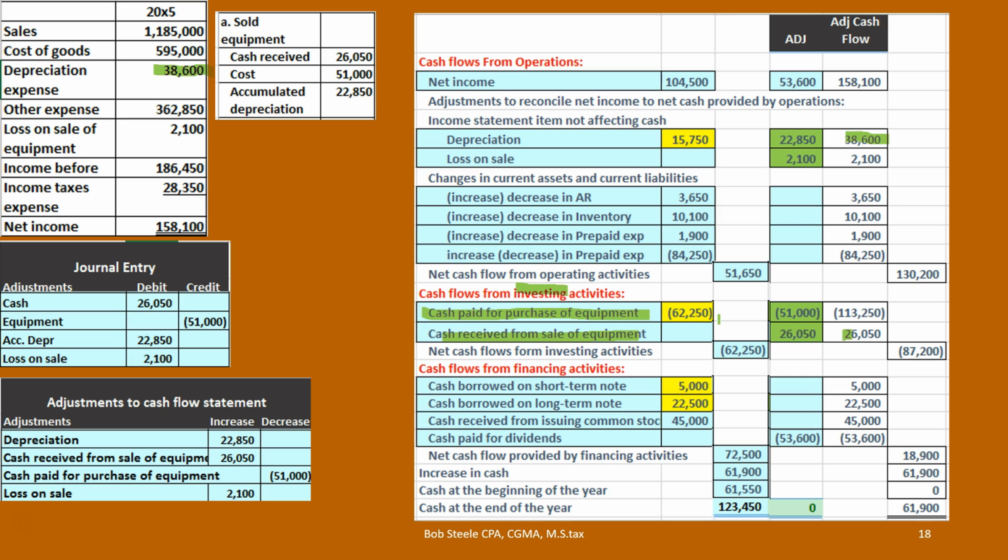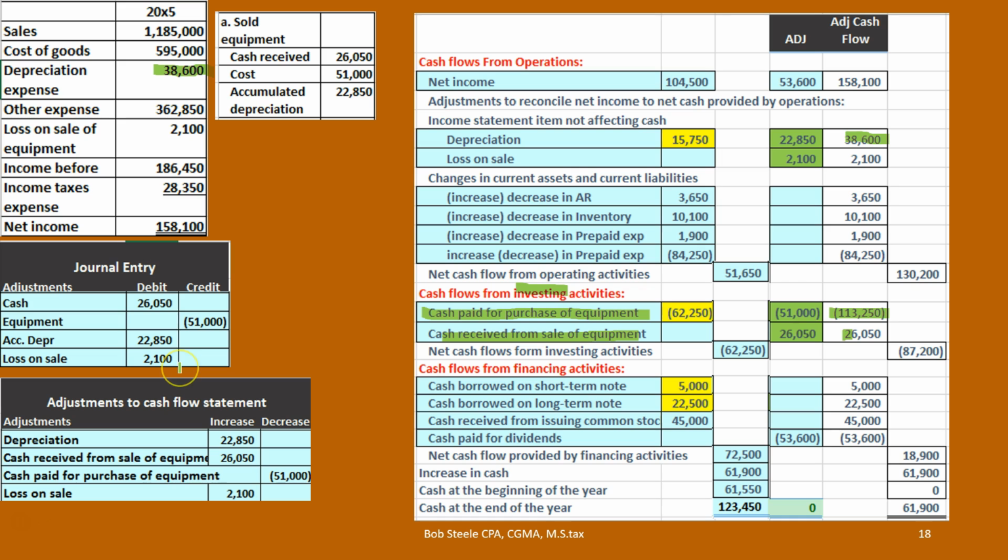So this was the original change. We're going to put that 51 negative and say that if we paid all cash for the equipment that we purchased, we must have paid $113,250 for it. Now again, that might not be the end of the story, because we could have financed part of that, or there could be other transactions involved, but we're going to make that adjustment here.